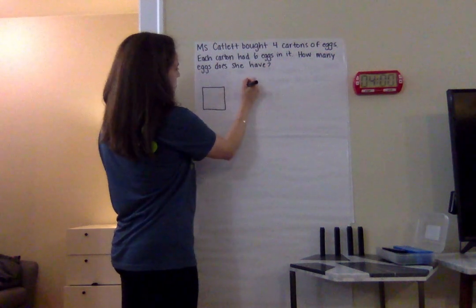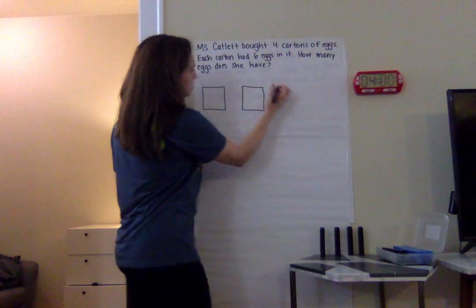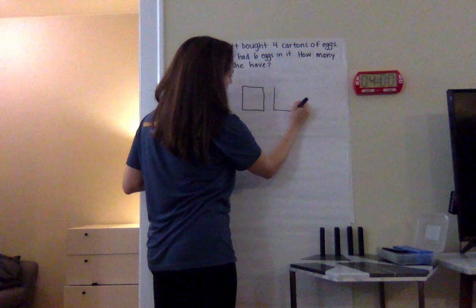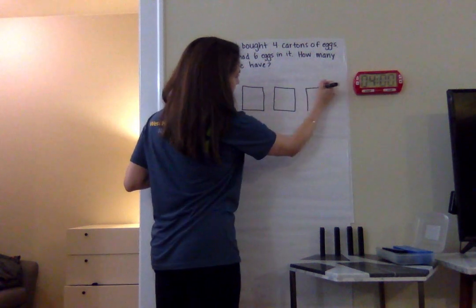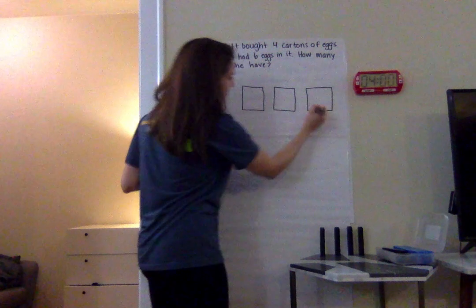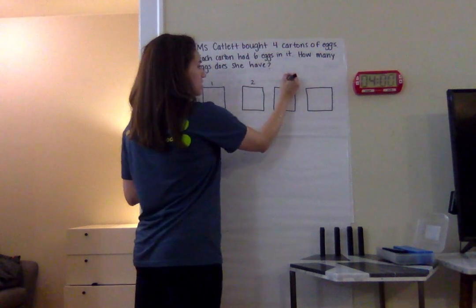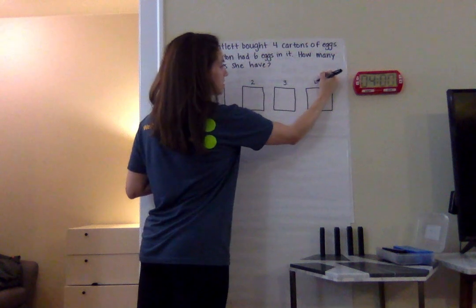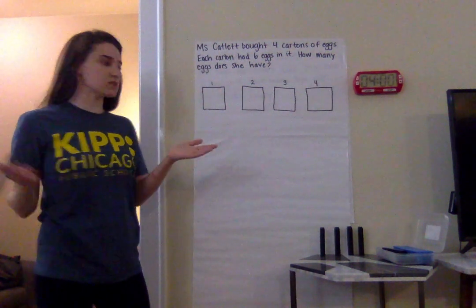1, 2, 3, 4. And I'm even going to label them. Carton 1, carton 2, carton 3, carton 4. This shows that she bought 4 cartons or boxes of eggs.